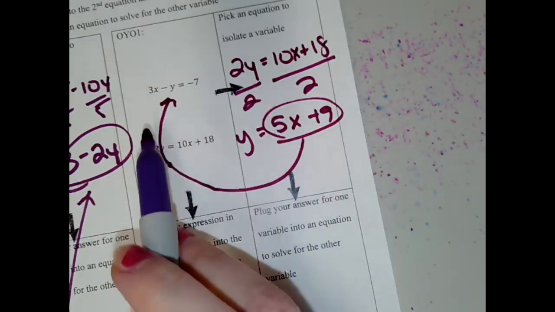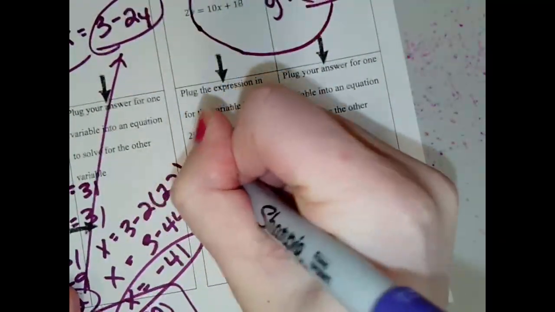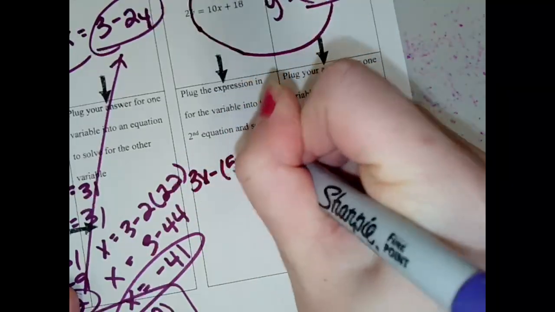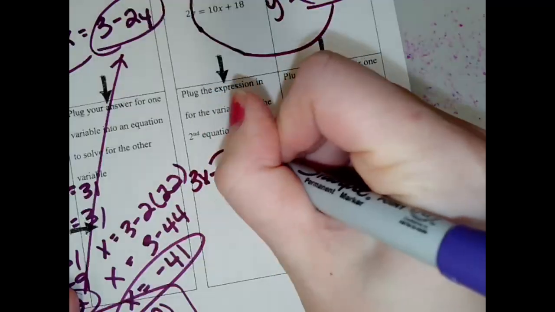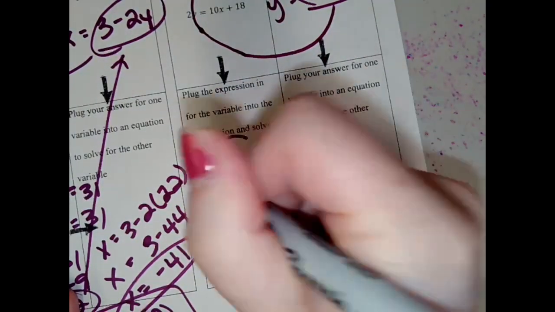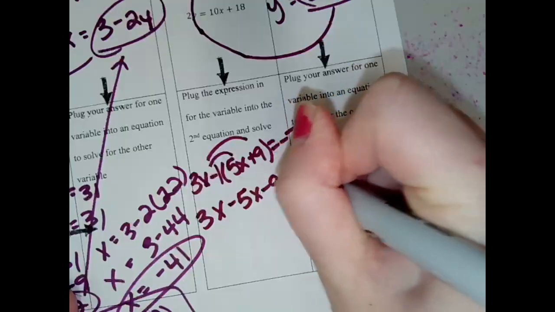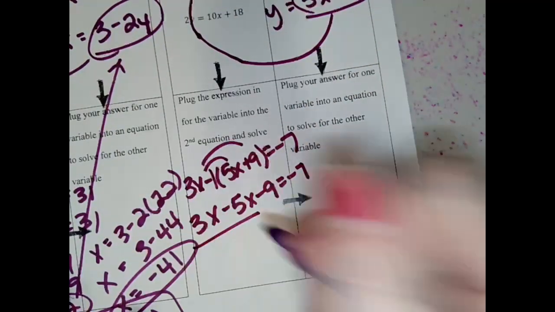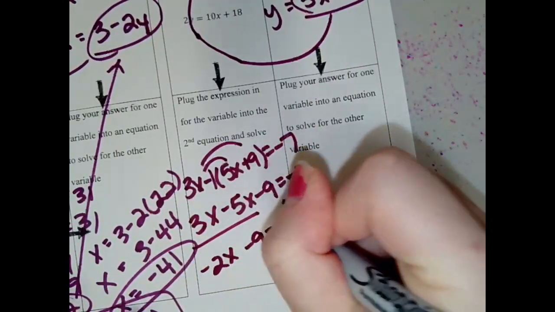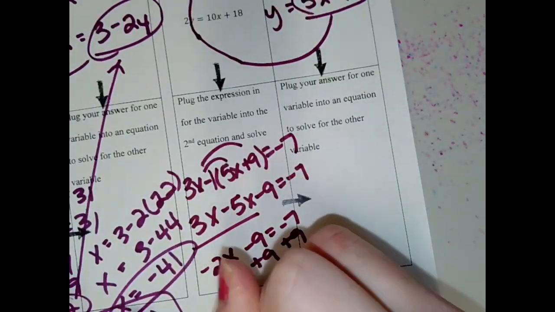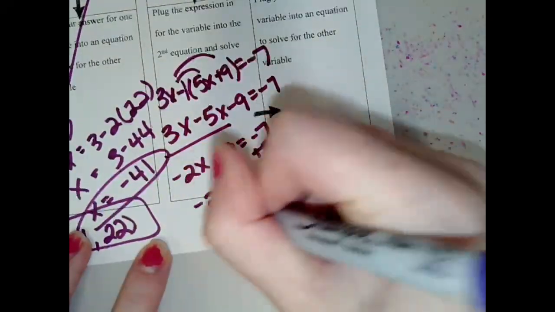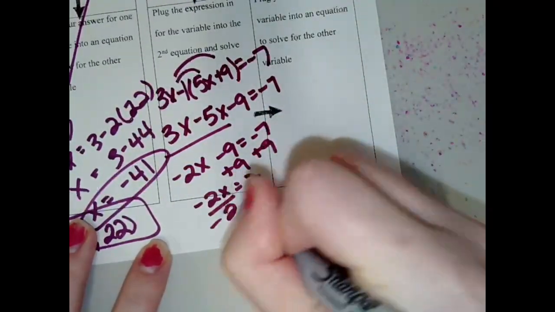Now when I substitute it in, it's 3x minus y, minus this entire expression. Sometimes I see some sign mistakes here. If I'm subtracting the entire expression, what that means is I'm going to distribute that negative, understood to be 1, to each of the terms. So that's 3x, negative 1 times 5x is negative 5x, negative 1 times 9 is negative 9, and then I'm going to solve for x. Combine like terms, negative 2x minus 9 equals negative 7, add 9 to each side, negative 2x equals 2, divide each side by negative 2, that gives me x equals negative 1.